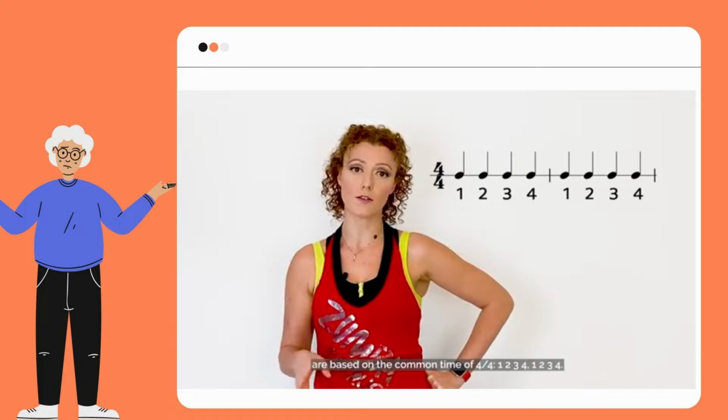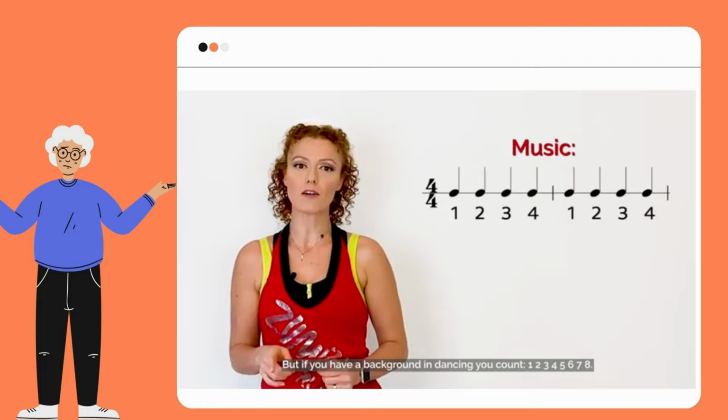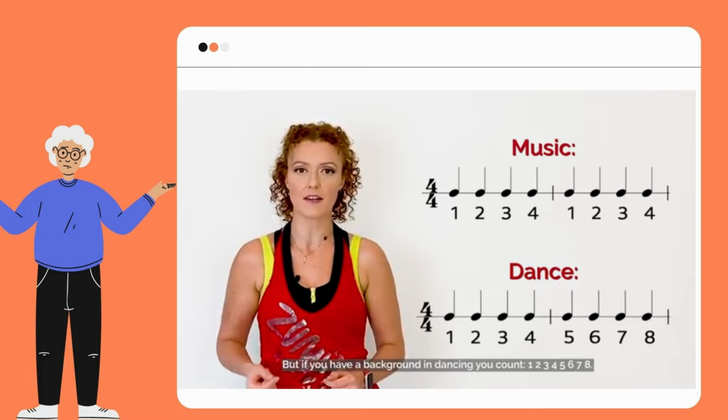Now, if you have a background in music, you're used to counting 4 beats. 1 2 3 4. But if you have a background in dancing, you count 1 2 3 4 5 6 7 8. Basically, you count 2 bars instead of 1.